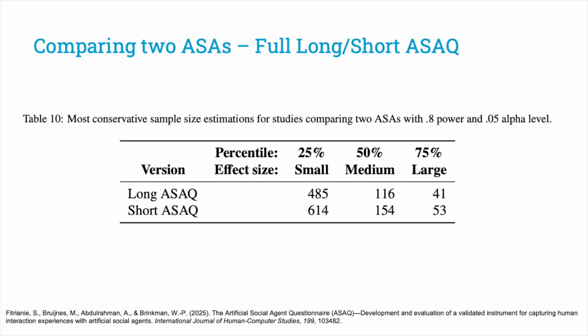If you only take the short one, 154, if you want a medium-sized effect. So these are quite reasonable numbers if you want to really have an understanding to start the difference between those agents.